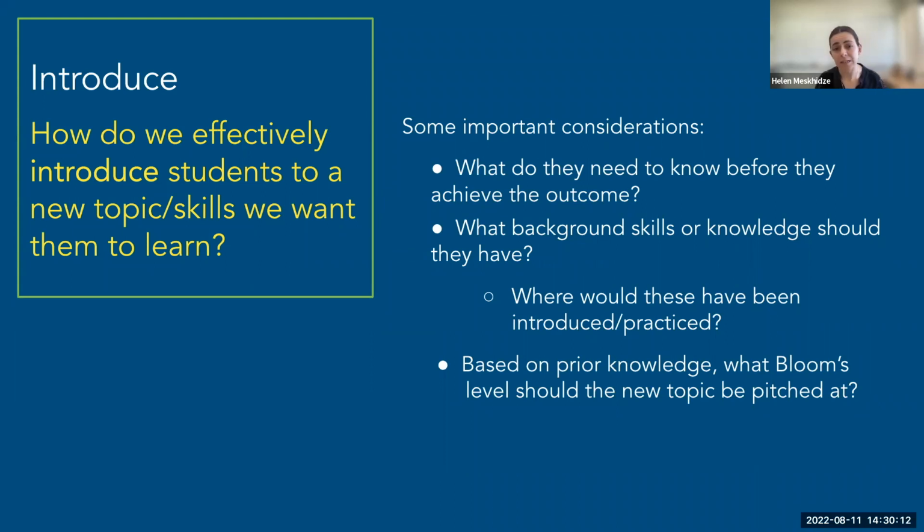Okay, and then finally, a similar question is, based on this prior knowledge, what level of Bloom's taxonomy should you pitch this new topic at? If they have baseline factual knowledge, you can move to a higher level. But maybe they don't even have that, and so you'll stick to a lower level of Bloom's taxonomy when you're introducing this new concept or skill.